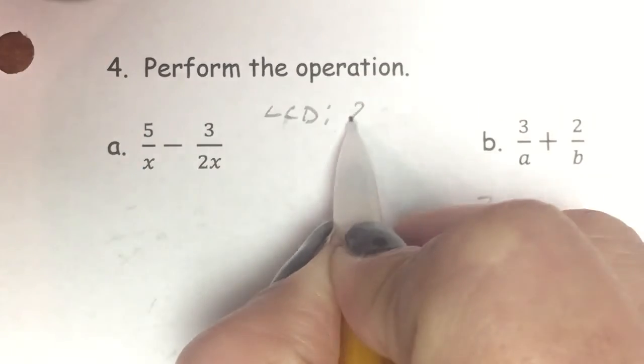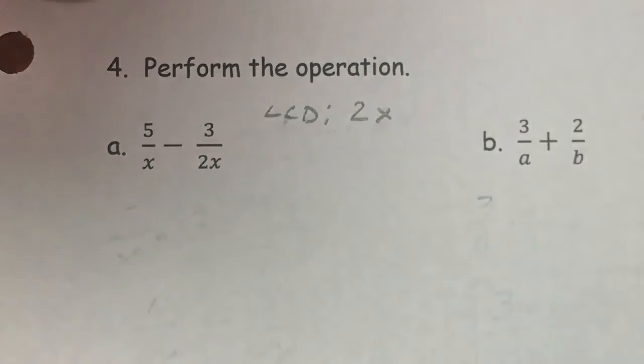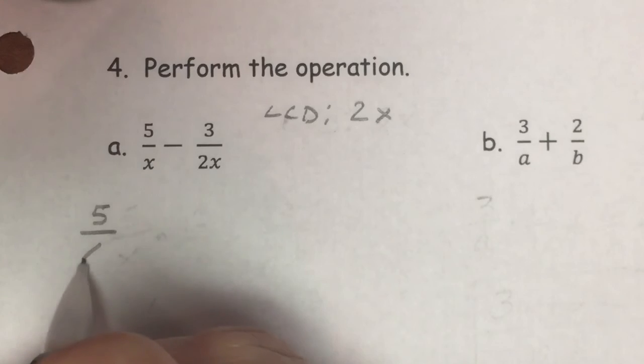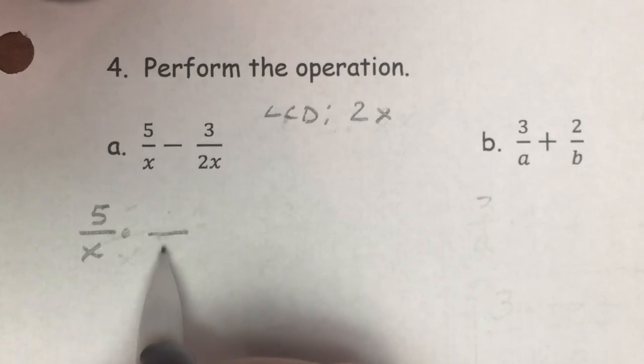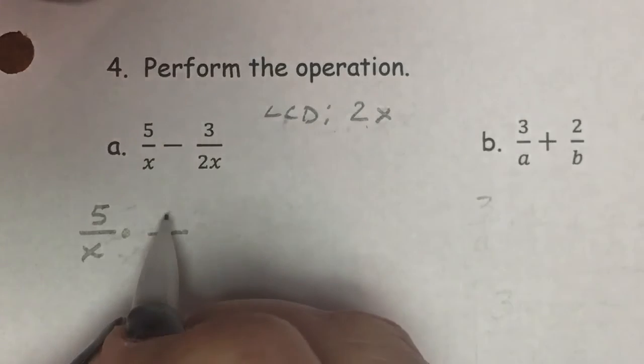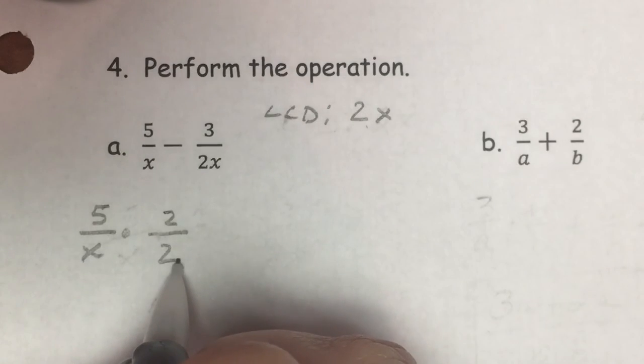Well, we need a 2 and we need an x. And that is simply it. Don't overthink it. Because look, if we now rewrite the first fraction, top and bottom have to be multiplied by something. What would the bottom have to be multiplied by to make it look like the LCD? Well, they both have to be multiplied by 2.